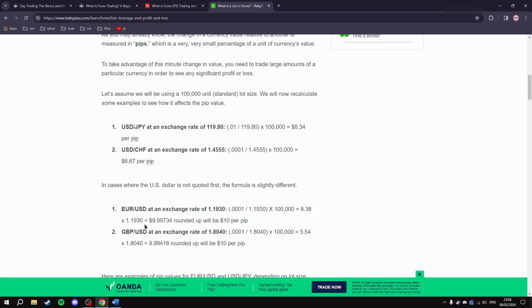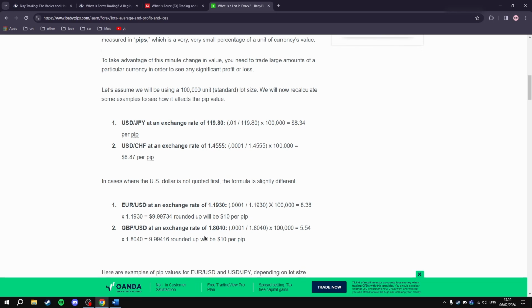GBP/USD at an exchange rate of 1.8040 is 0.0001 divided by 1.8040 times 100,000 equals 5.54, and then times that by 1.8040, which is 9.99416. Rounded up should be $10 per pip.